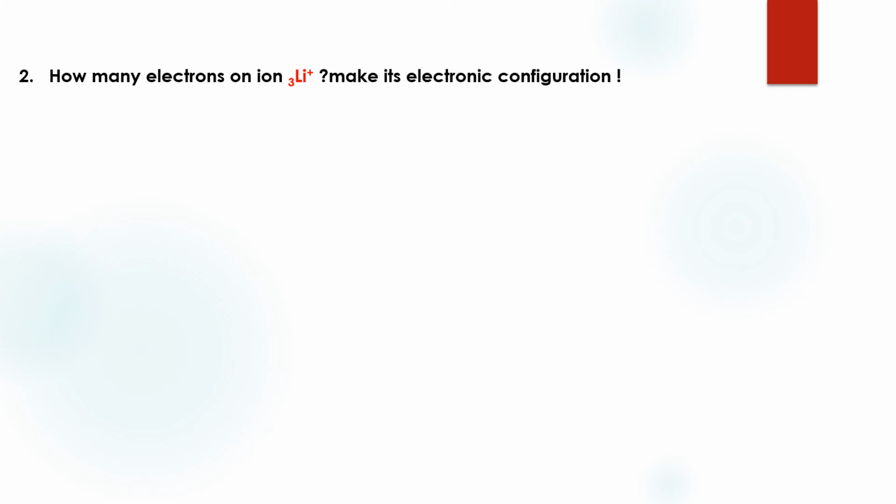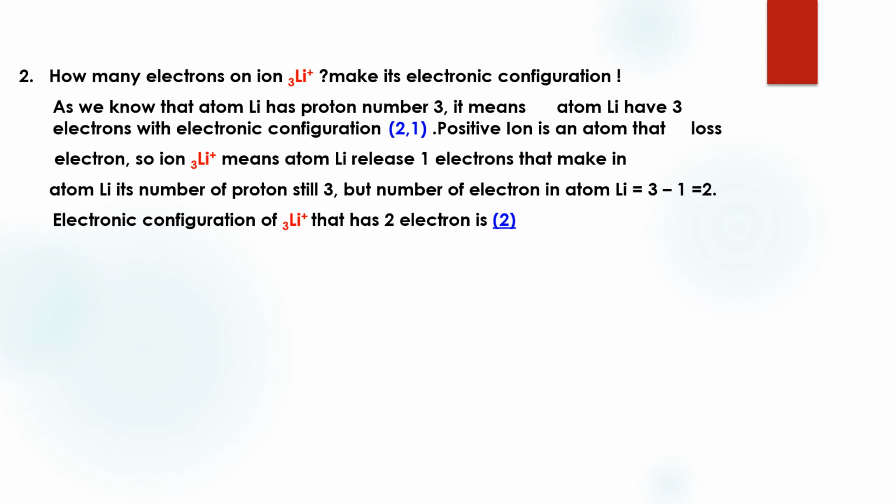The second example. How many electrons does ion 3Li+ have, and what is its electronic configuration? As we know, atom Li has proton number 3, it means atom Li has 3 electrons with electronic configuration 2, 1. A positive ion is an atom that lost electrons, so ion 3Li+ means atom Li releases 1 electron. That makes the number of protons in Li still 3, but the number of electrons equals 3 minus 1 equals 2. So the electronic configuration of 3Li+ that has 2 electrons is 2.